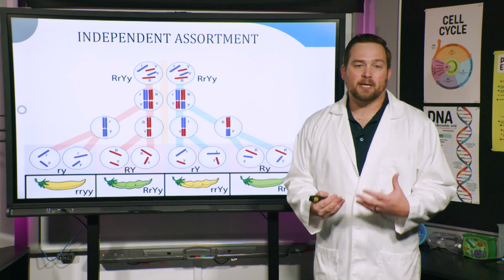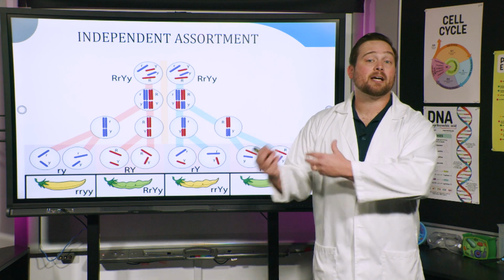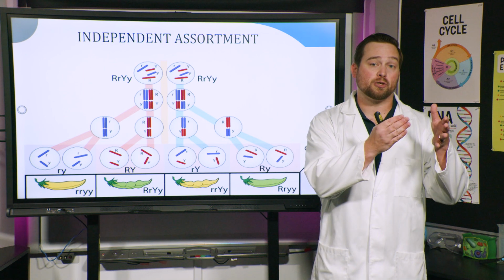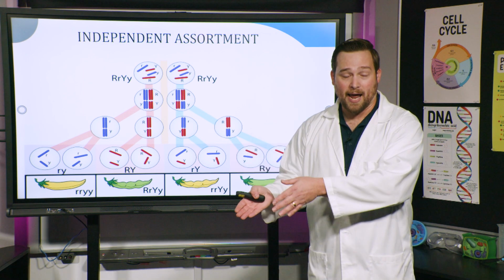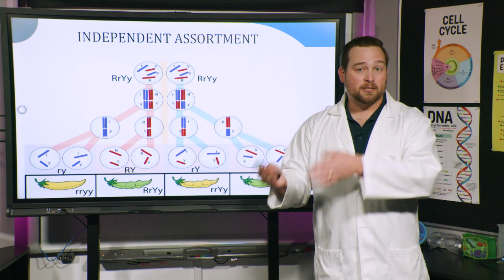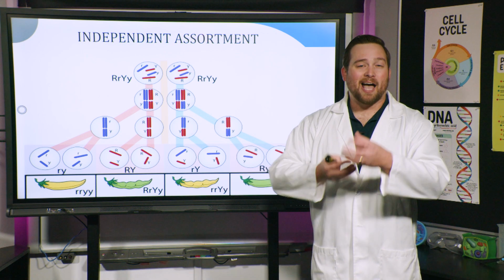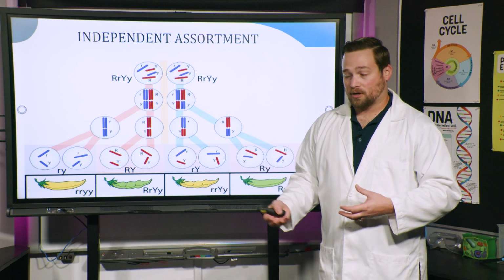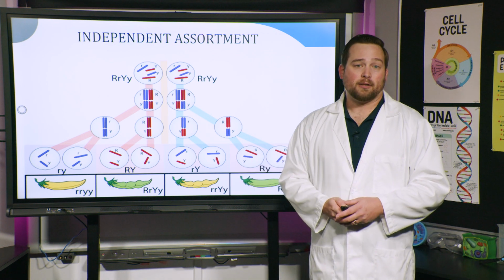So independent assortment means that you can get any combination of chromosomes. Just because you're tall doesn't mean you're always going to be right-handed. Just because you have brown hair doesn't mean you're always going to have blue eyes. You can kind of get any combination of those genes, okay? And we'll talk more about this as the unit continues.